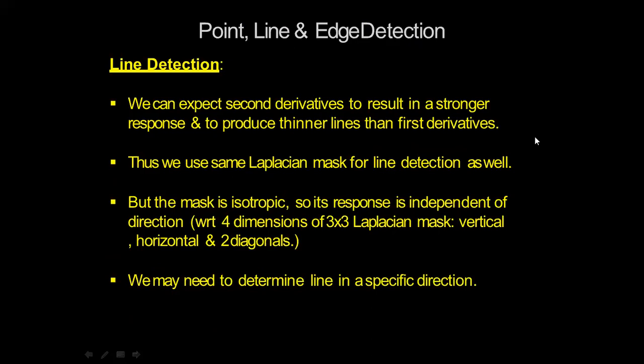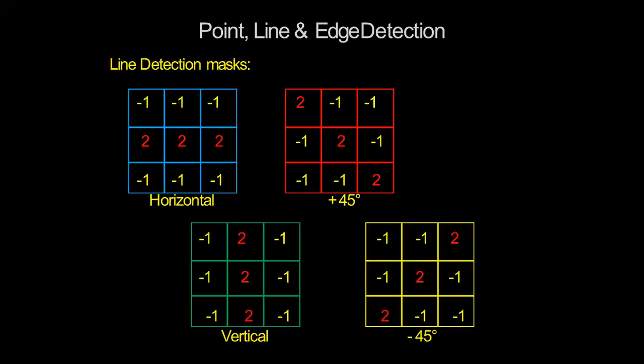With respect to 4 directions, that is the 3 by 3 Laplacian masks: vertical, horizontal, and 2 diagonals. So we may need to determine the line in a specific direction. Now you can see here the masks: -1, -1, -1, 2, 2, 2, -1, -1, -1.